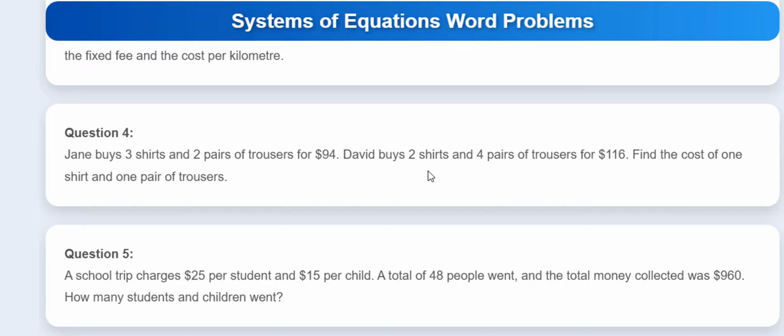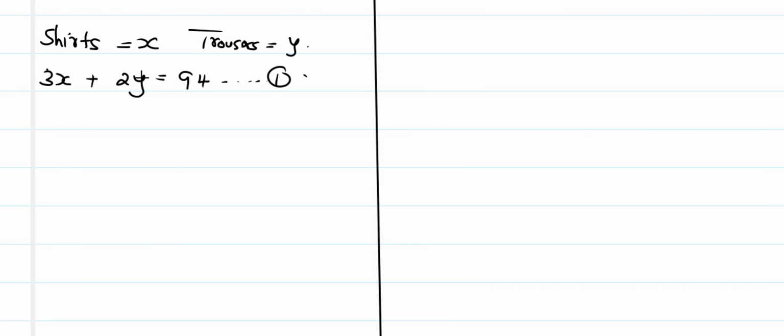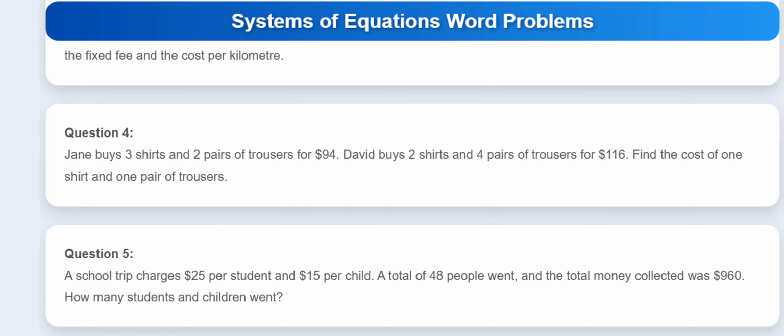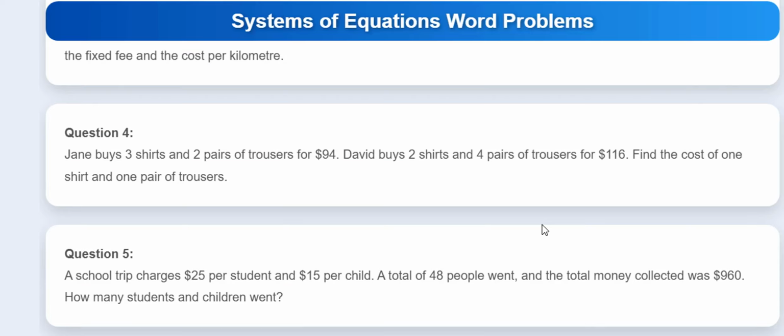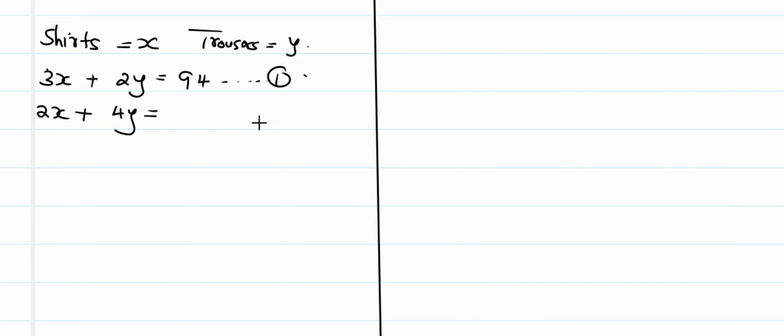Then the second one, you are told David buys 2 shirts and 4 pairs of trousers. So if David buys 2 shirts and we already know a shirt is represented by x, then there will be 2 multiplied by x, which is 2x. But at the same time, he buys 4 pairs of trousers, and we know our trouser is represented by y, so it will be 4 multiplied by y, which is 4y. But you are told the combination of these costs $116.